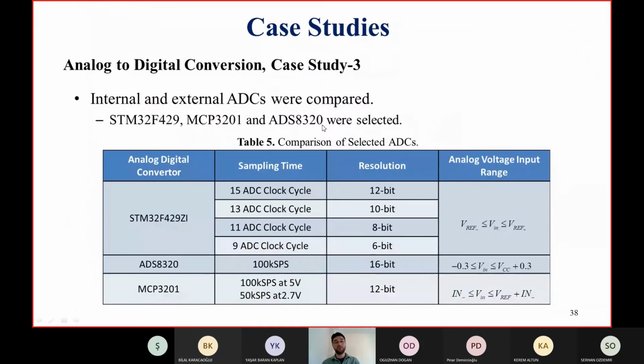And in my third case study, I studied analog digital converters. I tested internal and external ADCs. I chose STM32F4, MCP, and ADS external ADCs. These are the features of the ADCs. The MCP is a 12-bit analog digital converter. ADS is a 16-bit, and the resolution of the STM32 can be changed.